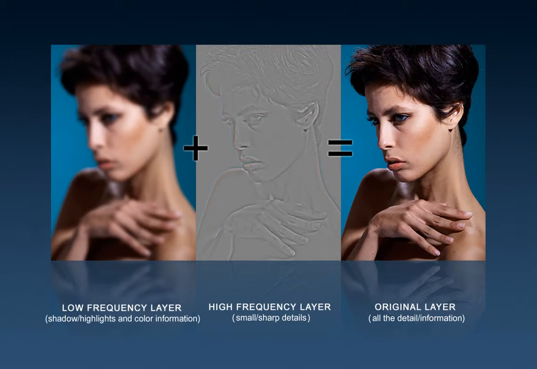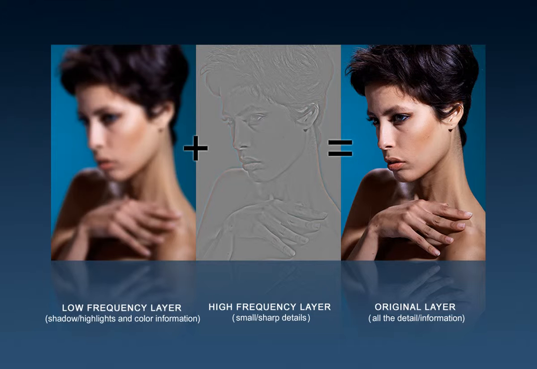Well, if we take a look at this image, we see that on the left side we have our low level detail or low frequency layer, and then on the right side we have our high frequency layer, and if we combine those two we get the original image, which contains all the information. The same thing goes the other way around. We can take our image and divide it into at least two frequencies, low and high.